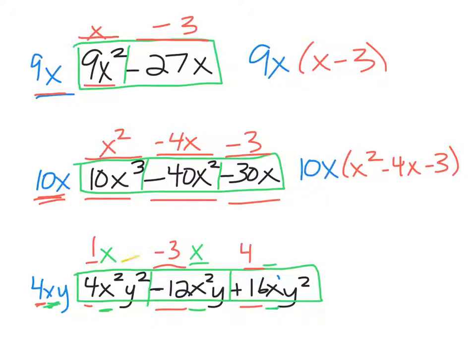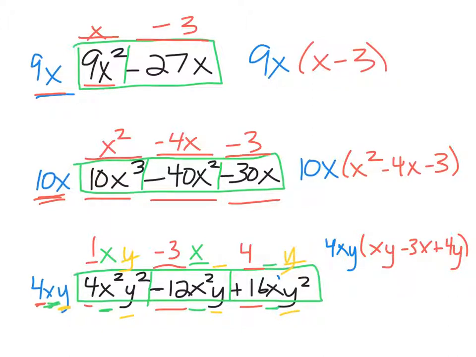Then I have what times y is y squared? That would be y. What times y is y? I don't need anything. What times y is y squared? Y. So once I write that all out, it's going to be my GCF 4xy times my top, which is 1xy, minus 3x, plus 4y.